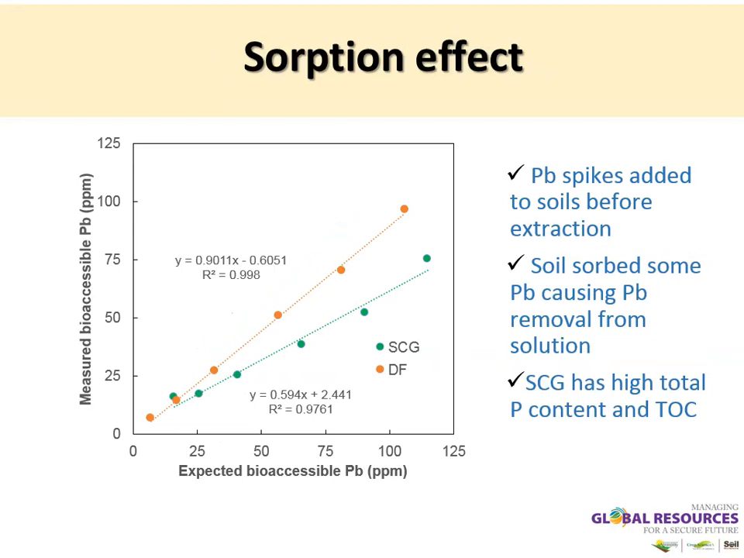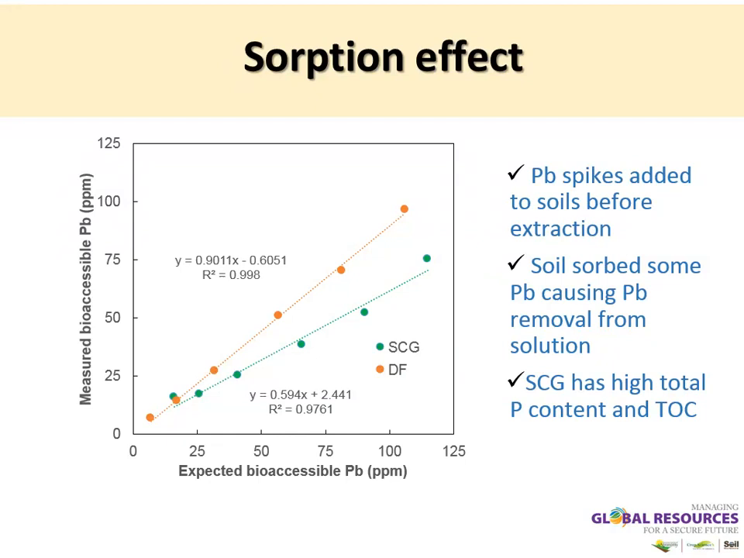When we added the same spikes to the same samples, but prior to the extraction, right into the soil, and when we added glycine, mixed it up and left it to extract for 1 hour, we saw a really huge difference. But the difference was for the SCG sample that has lots of phosphorus and organic matter. And you all know that lead binds with phosphorus and organic matter. That's what happens during the 1 hour extraction. It's precipitated or sorbed in the soil.